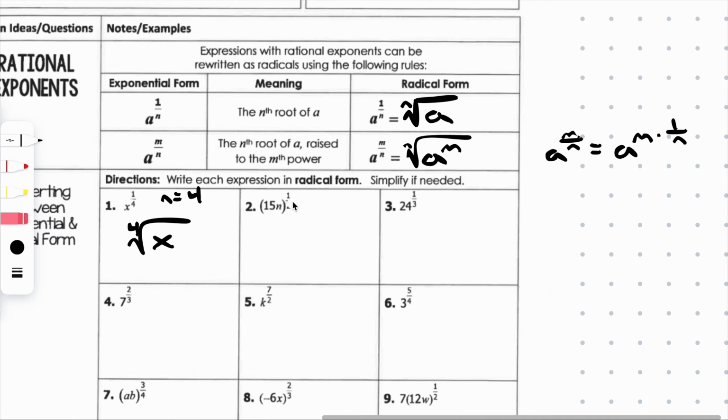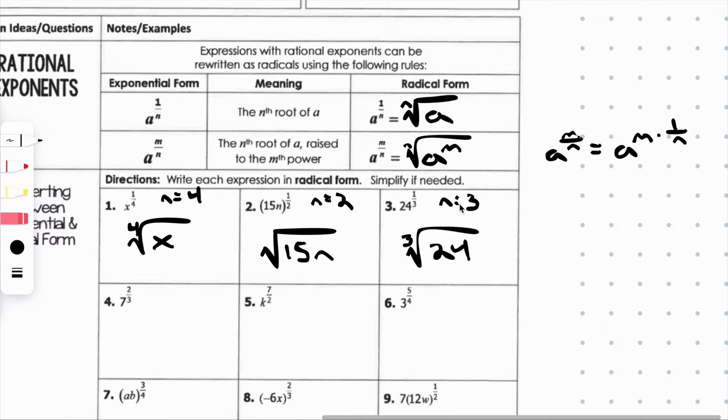Here we have 15n raised to the 1/2 power. So n is equal to 2, and 15n is going to be our a value. So this is going to be the square root of 15n, where I don't have to write an index because it's assumed to be 2. So you'll notice that raising something to the 1/2 power is the same thing as taking the square root. Okay? Now we have 24 raised to the 1/3 power. n is equal to 3, since we're just taking that denominator. So we're saying the 3rd root of 24.